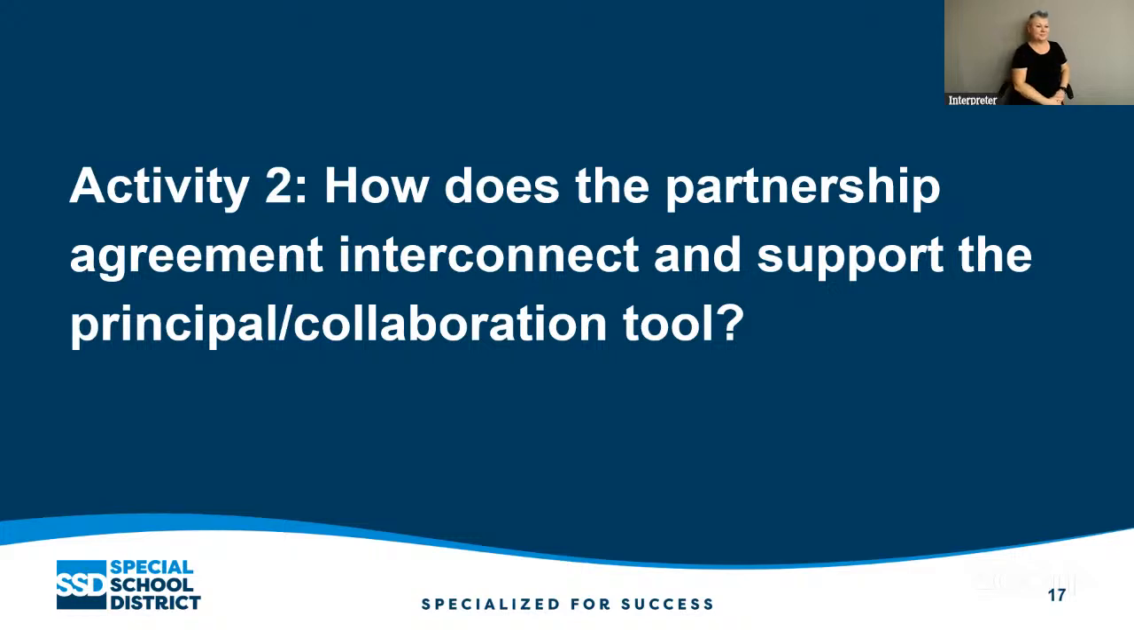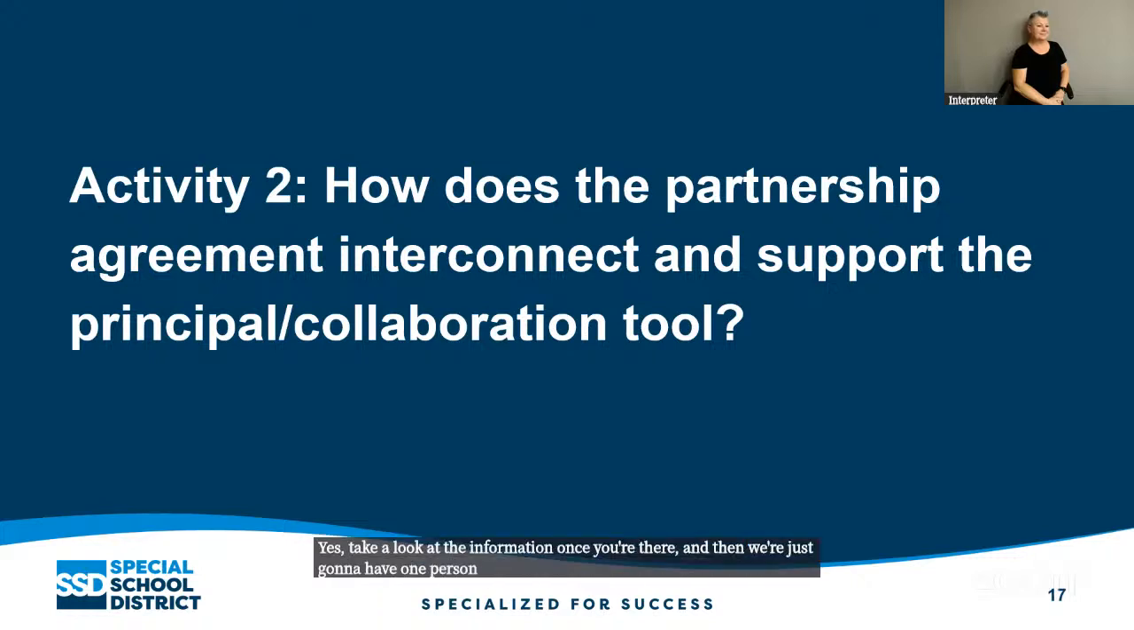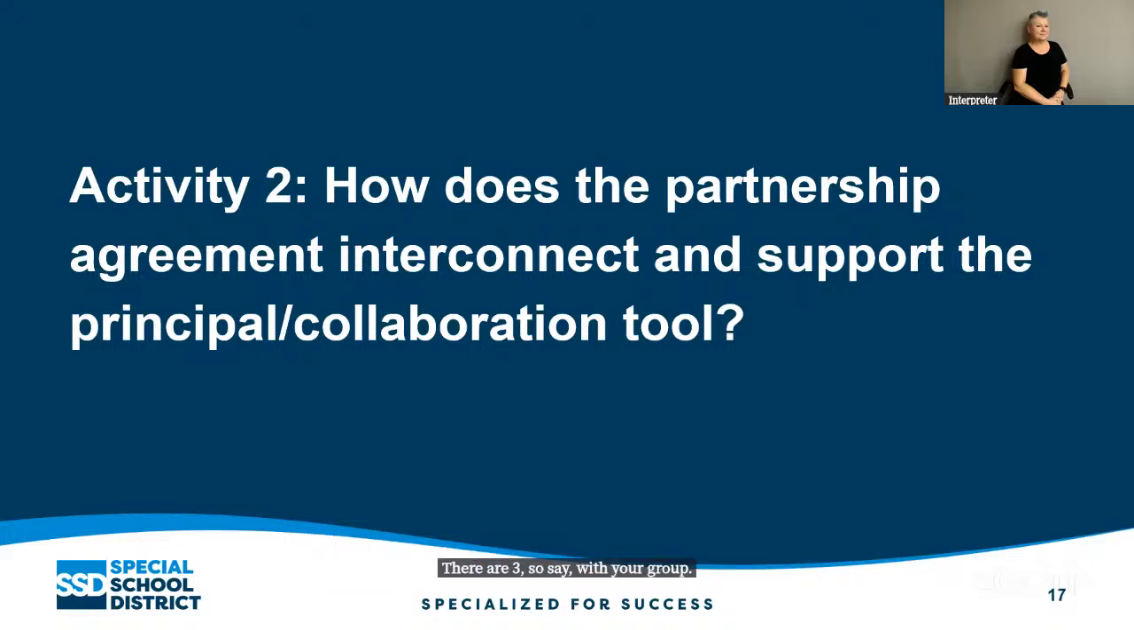Yes, y'all, just take a look at the information once you're there, and then we're going to have one person share out from their group versus moving around. There are three, so stay with your group that you've been with. For the sake of time, that's what we have to do at the board.